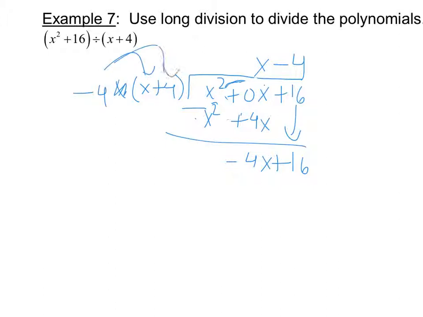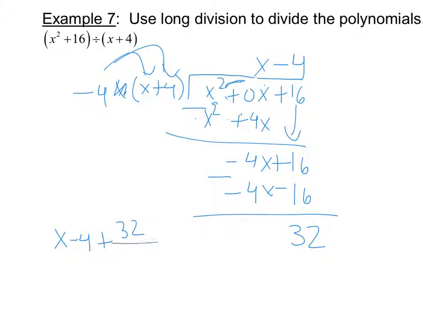Distribute the negative 4. You get negative 4x minus 16. Add. Now this time it's 32, because negative 4 minus negative 4 is 0, because that changes to negative 4 plus 4. But this is 16 minus negative 16, so it changes to 16 plus 16, 32. So how do we write this? You go x minus 4 plus 32. What were we dividing by? x plus 4. That is the remainder, okay?